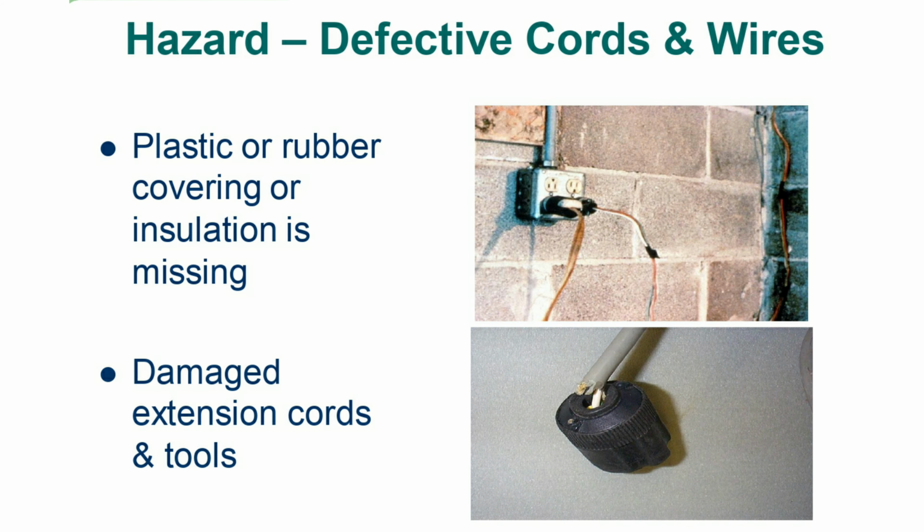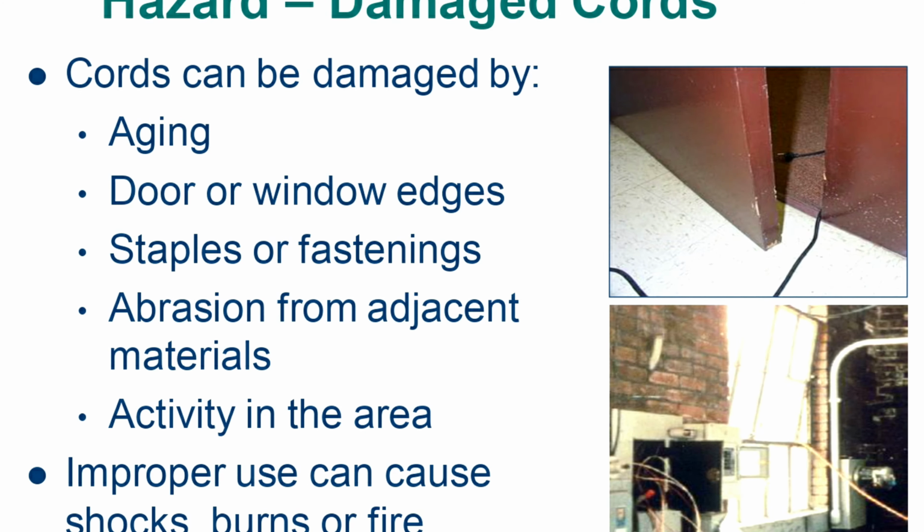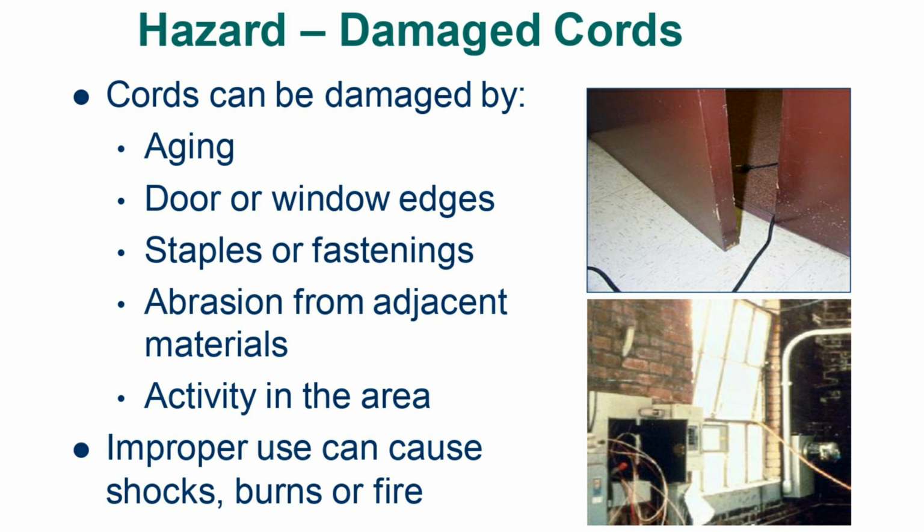Hazard: defective cords and wires. Plastic or rubber covering or insulation is missing. Damaged extension cords and tools. Hazard: damaged cords. Cords can be damaged by aging, door or window edges, staples or fastenings, abrasion from adjacent materials, and activity in the area. Improper use can cause shocks, burns or fire.